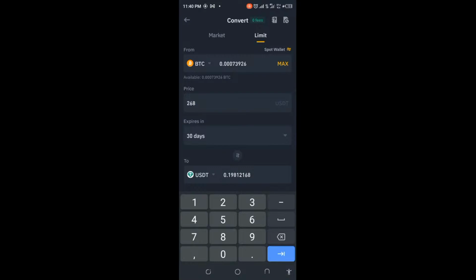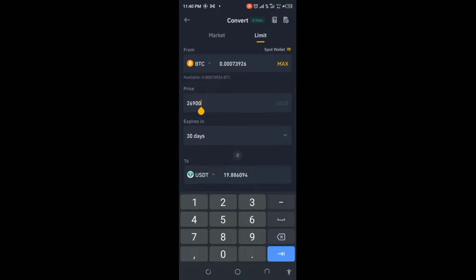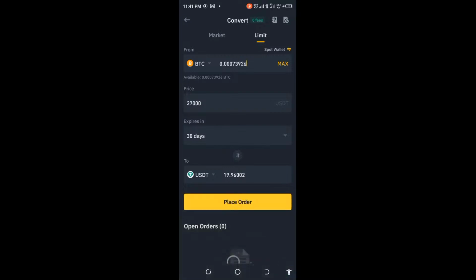See if I make it 26,900. What will I get? Okay, that's 20. It's looking so small. Okay, maybe we should make this 27,000. Let's see. Okay, if I choose this, this is going to be an extra 10 cents. I'm going to work with that.